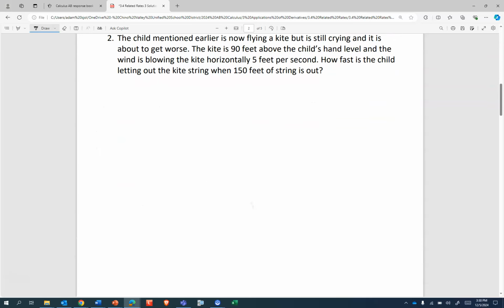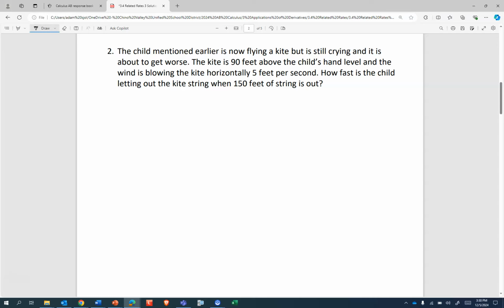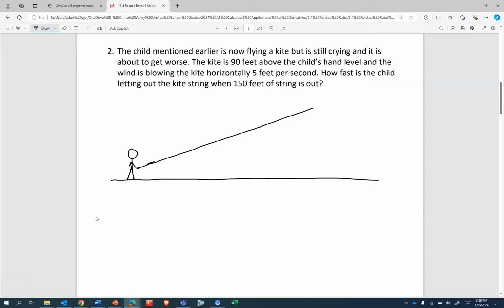Okay. So I want to get to this. So this child mentioned earlier is now flying a kite, but is still crying and it's about to get worse. I think his kite is going to go away from him. Okay, so he's flying a kite. And that would be a solid kite. It's all in the details. Okay, so there's my kite.